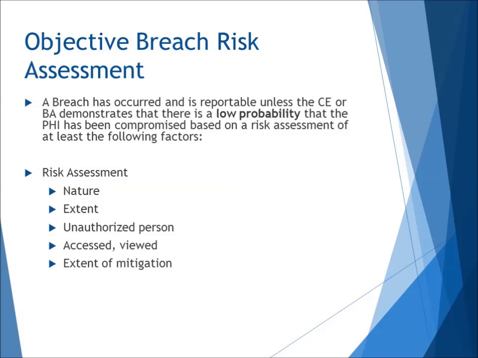So a breach has occurred, it's reportable unless we can demonstrate this low probability. And the factors that you're going to look at are the nature and extent of the protected health information that was involved, including the identifiers and likelihood of re-identification; the unauthorized person, who was it, what type of person, where do they work, that type of thing; and then was it accessed or viewed, and what was the extent of the mitigation that you had put in place. So these are the factors you're looking at.